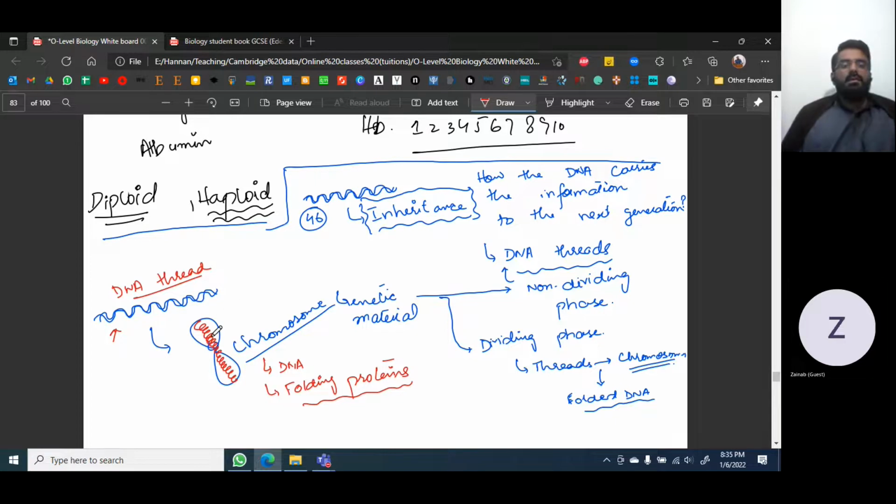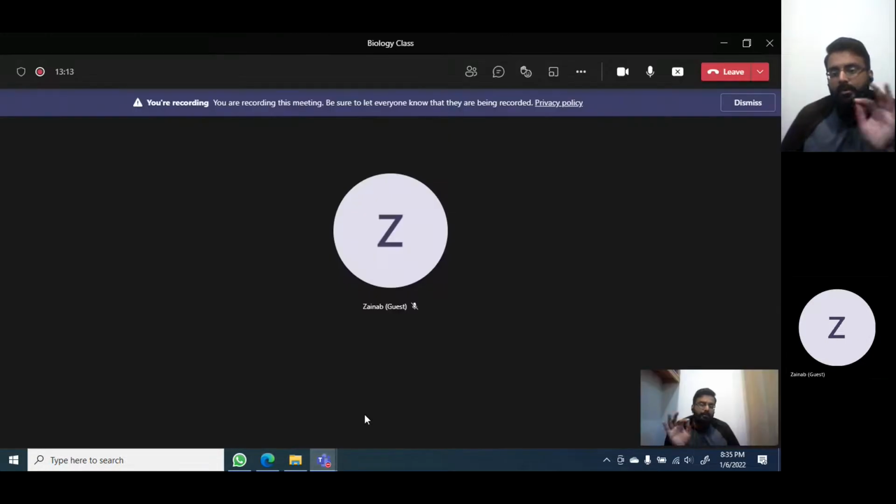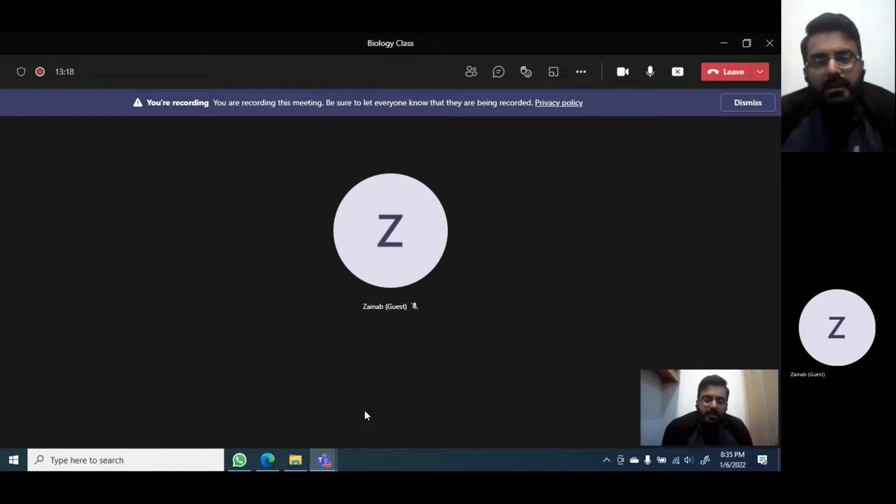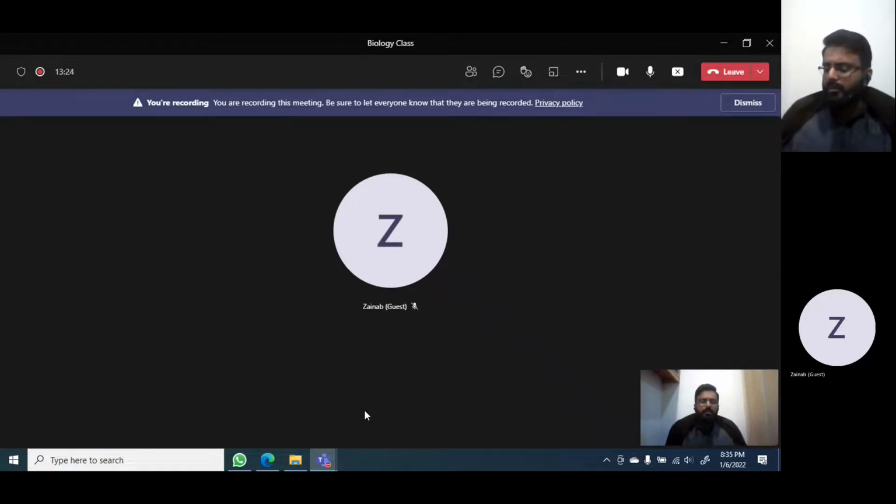Whenever we fold the DNA, it comes into the form of a chromosome, but it can never fold without the help of the folding proteins. So you may say that the chromosome is a cluster of DNA as well as folding proteins, and now you can carry this chromosome to the next generation. For example, you may ask a question: why can't we transfer the DNA in the form of loose threads, in the form of molecules?